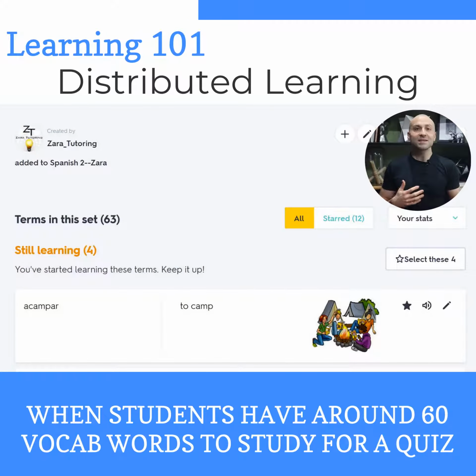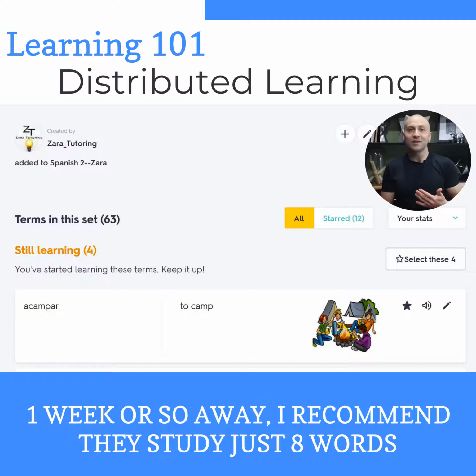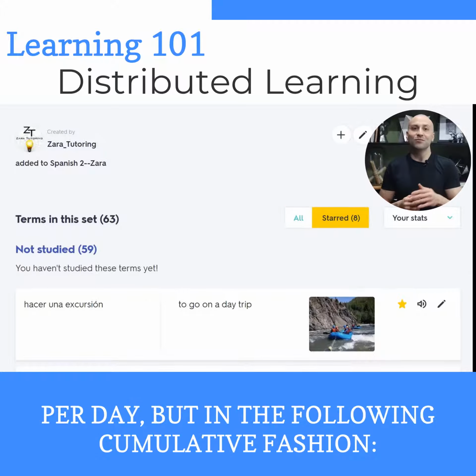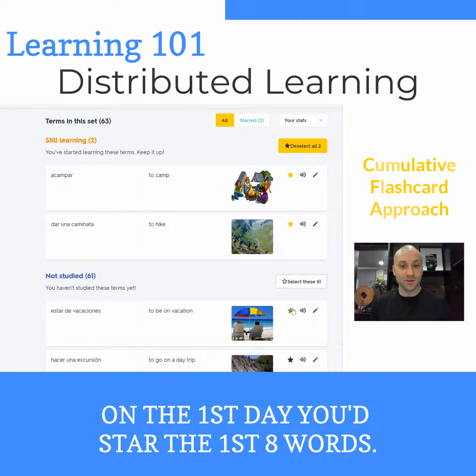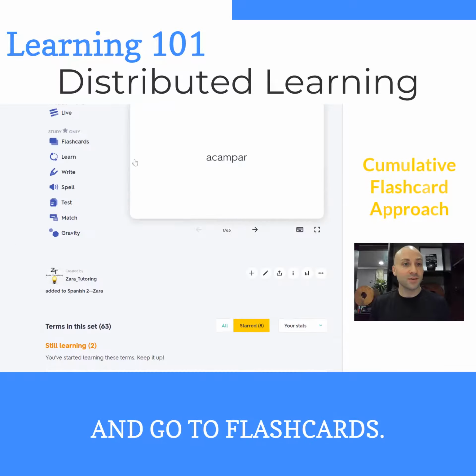When students have around 60 vocab words to study for a quiz 1 week or so away, I recommend they study just 8 words per day, but in the following cumulative fashion. On the first day, you'd star the first 8 words. Then you choose just the starred 8 and go to flashcards.